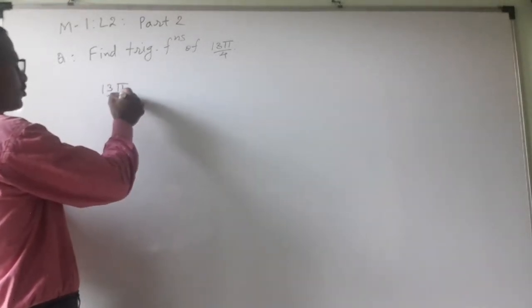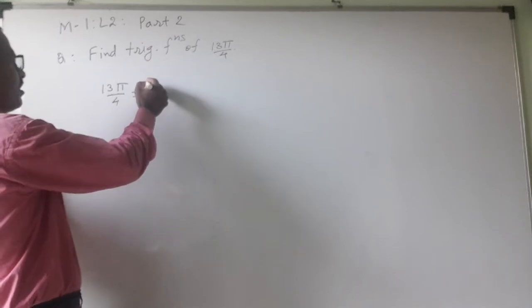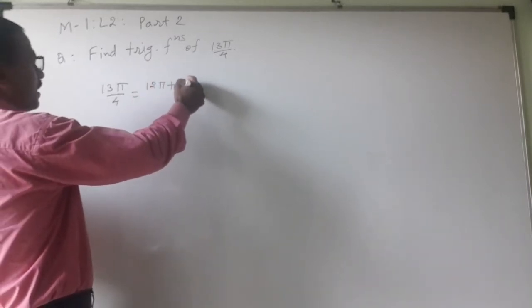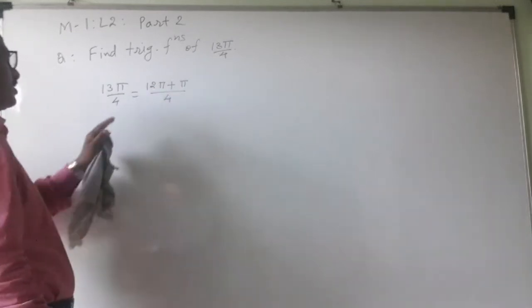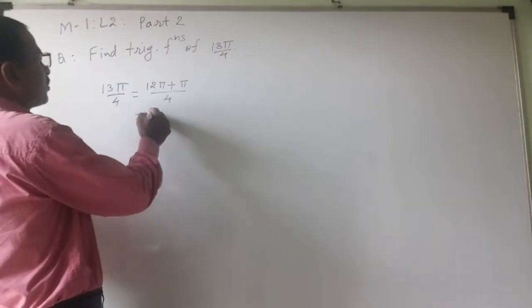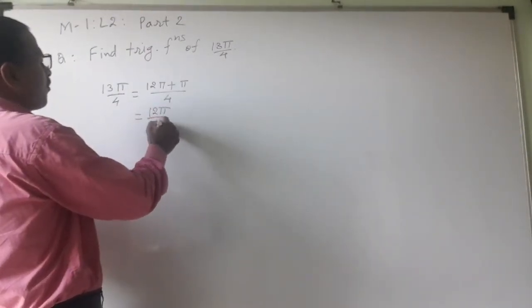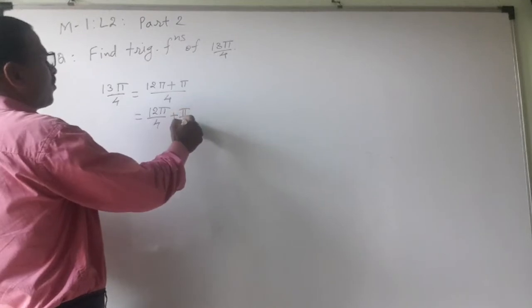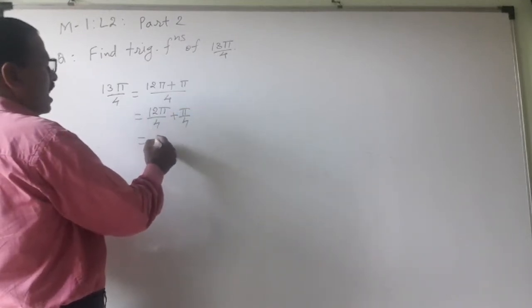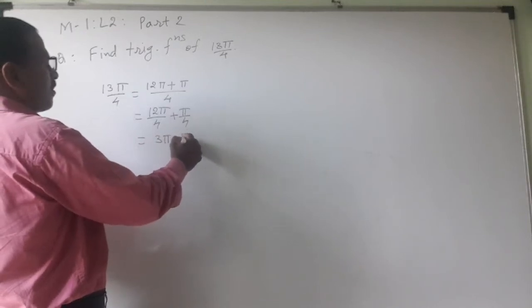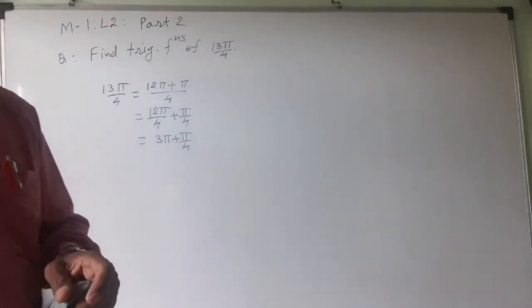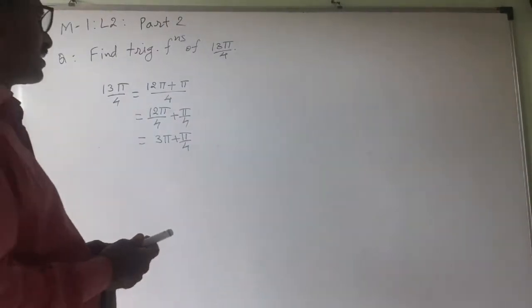pi by 4, I am sorry, I will make it as 12 pi plus pi upon 4. So this is 12 pi plus 1 pi is equal to 13 pi. So that is equal to 12 pi upon 4 plus pi upon 4. This is equal to 3 pi plus pi by 4. Now I have to plot this and see the quadrant where the angle is lying.